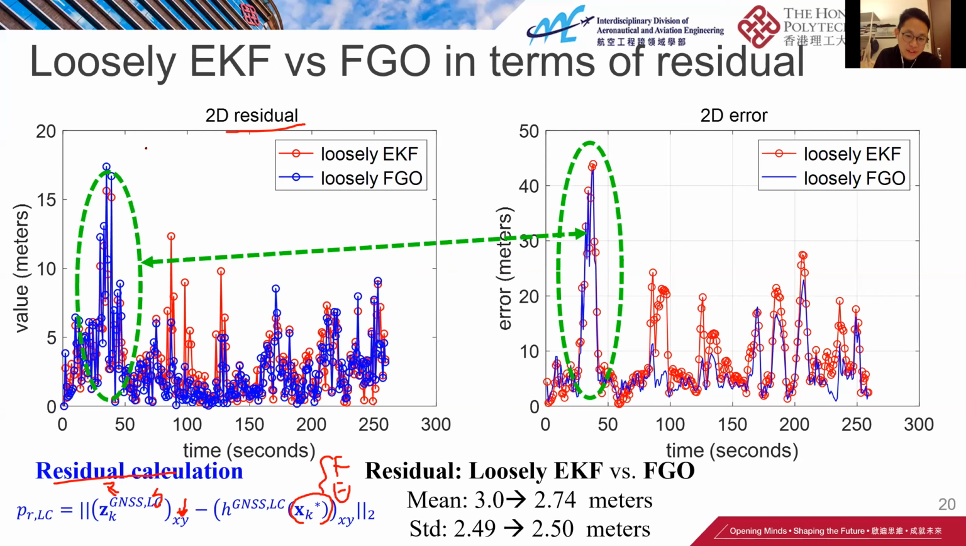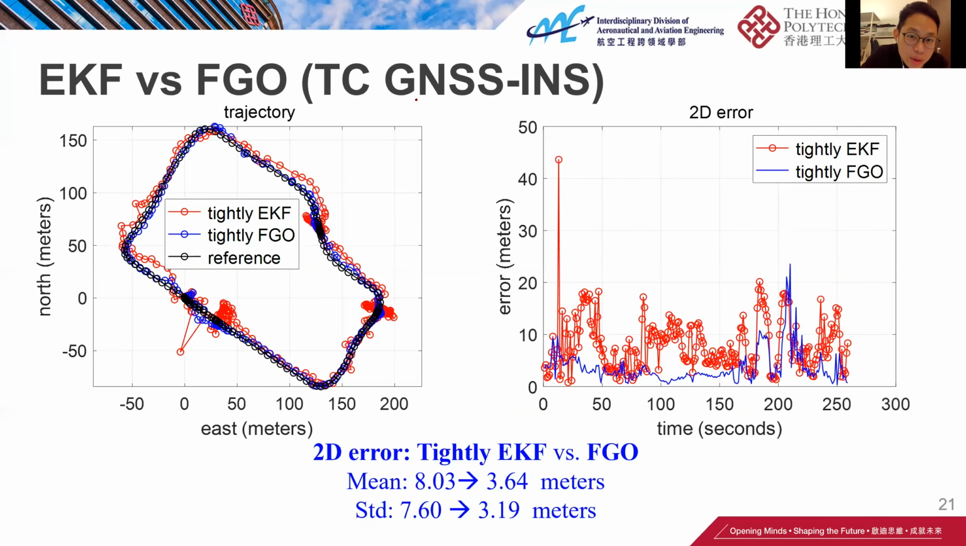But in tightly coupled, things change. This is for tightly coupled GNSS-INS integration. The red one is EKF again, and the blue one is FGO. You can see the result of FGO is much smoother compared to tightly coupled EKF in the 2D error. For your reference, loosely coupled EKF was about 9 meters, and standard deviation about 7 meters. So from loosely coupled to tightly coupled, it doesn't really improve that much in this case. But FGO improved from 8 meters to 3 meters, and standard deviation from 7 meters to 3 meters.